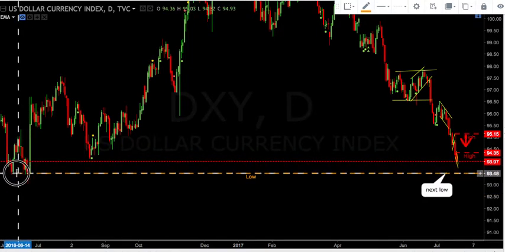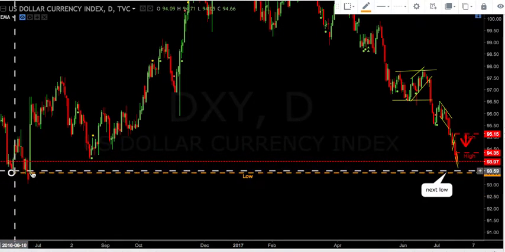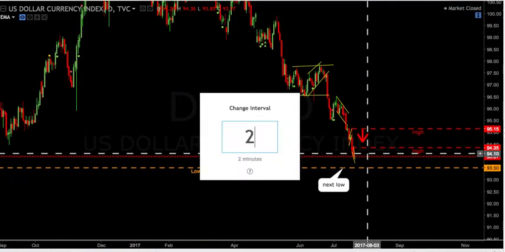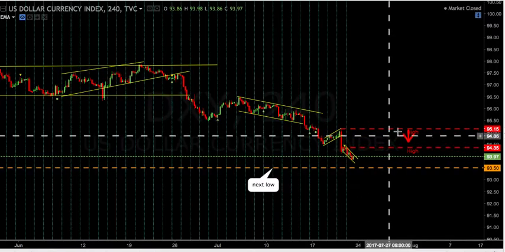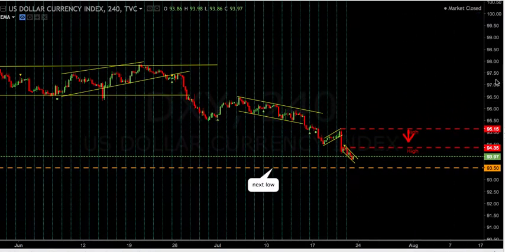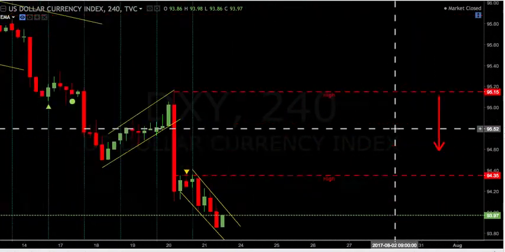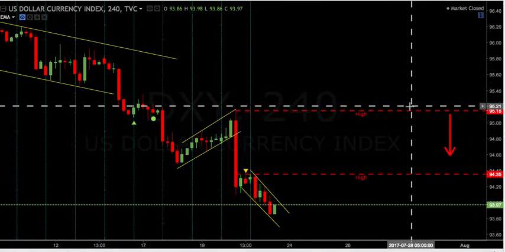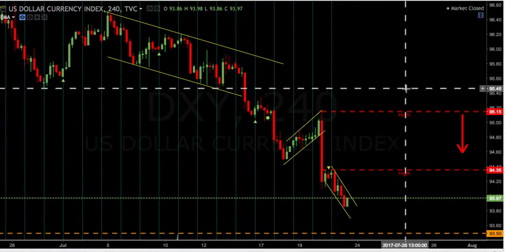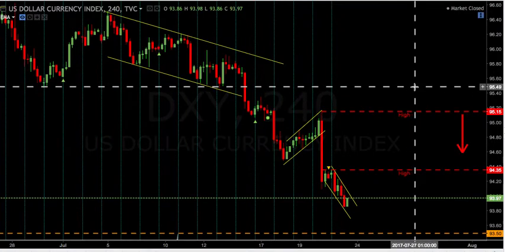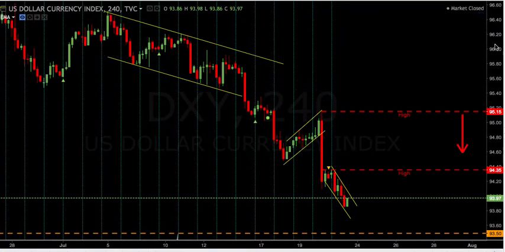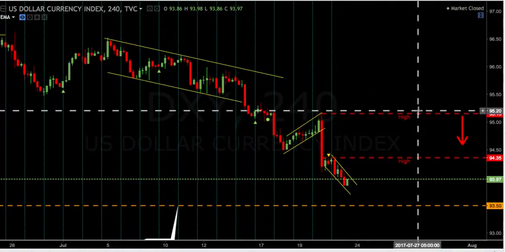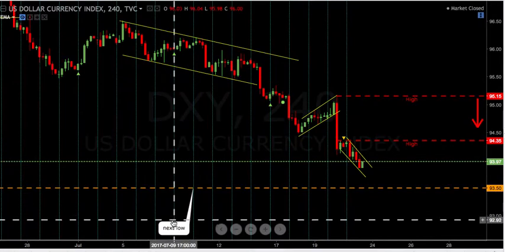So I'm looking at this position here, and that is the next low. I'm looking for price to make some type of move or have some type of price action in that area on the dollar index. But right now the dollar is definitely bearish. I don't know exactly when we're going to turn around, but right now that's what we're trading.